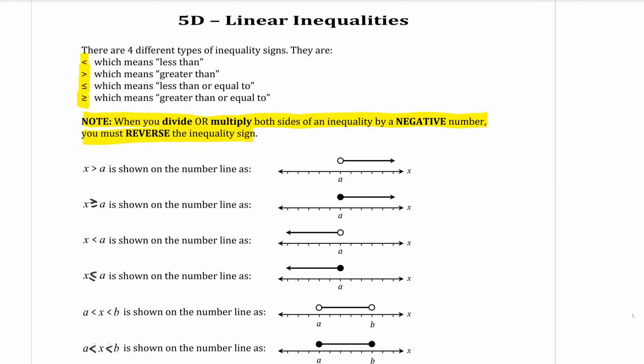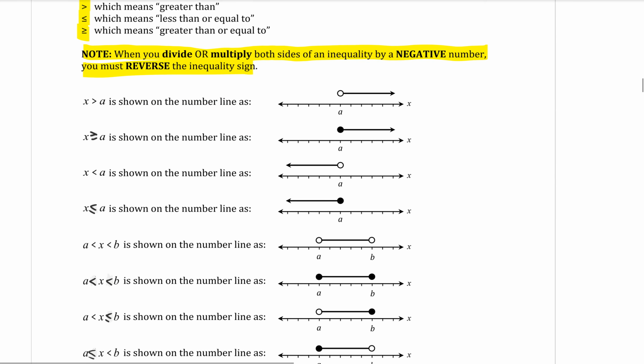Okay, so hopefully the first 4 of those are fairly straightforward. If X is greater than A, we have an open circle, and greater than means we're going to the right. Greater than or equal to, the only difference is I colour in the circle, still getting bigger, going to the right. Less than means open circle again, but less than means we're going to the left. And less than or equal to means we can have it coloured in and less than like that.